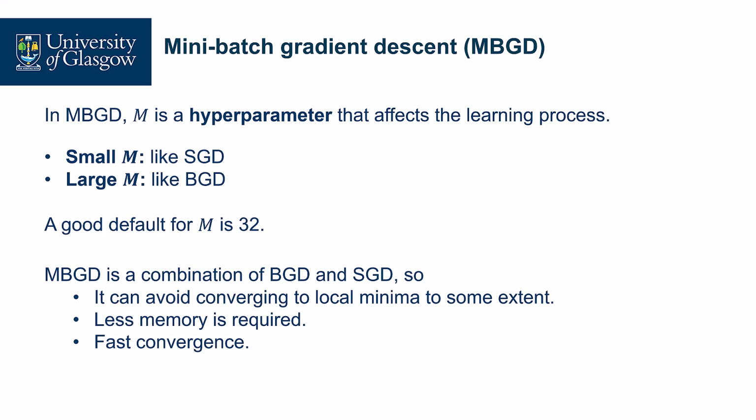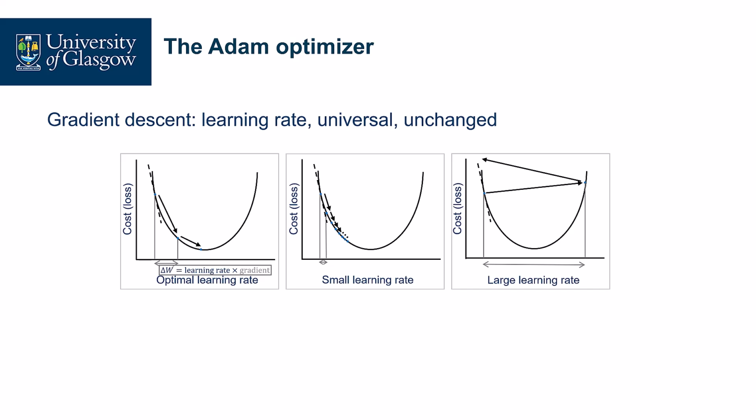Not only this, the gradient descent itself, the optimizer itself, can also be improved. In the standard gradient descent, the learning rate is universal and unchanged. So what is the learning rate? It is the step size in gradient descent, right? In gradient descent, the two essential elements are the gradient and the learning rate. The gradient tells which direction the algorithm should go, and the learning rate is the step size. So how large is one step?